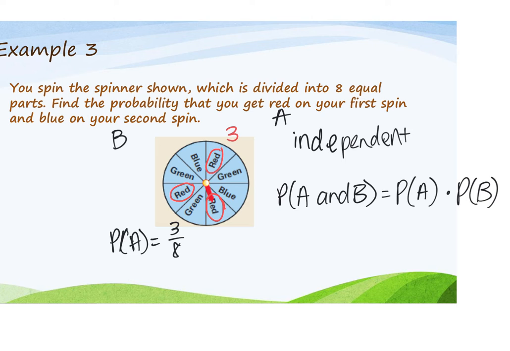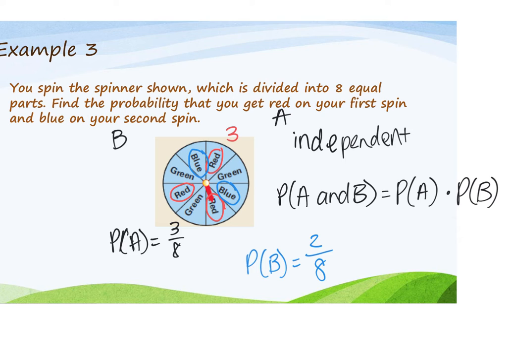What is the probability of B, our blue event? No, it's 2 blue spaces over 8 in total. Remember, it's always over your total sample space. How many possible scenarios are there here? 8, right? Because there's 8 spaces you could land on. So the probability of B happening would be 2 over 8.